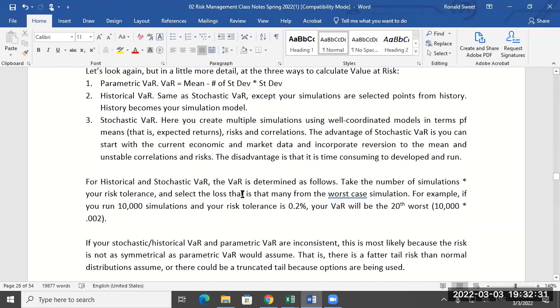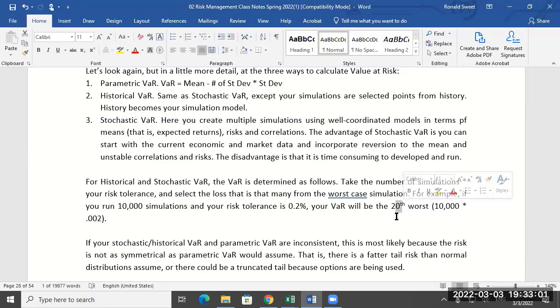And what do you do? How do you find your simulation? Well, how do you find where your VaR is? You just rank all of your losses in order. And then if your risk tolerance is 0.2%, then you want the 0.2% from the lowest. So if you have 10,000 simulations and you have a 0.2%, then you want the 20th worst, which would be 9,980.